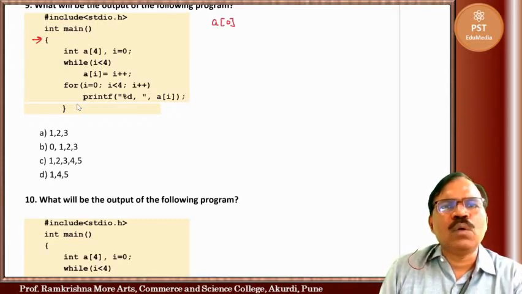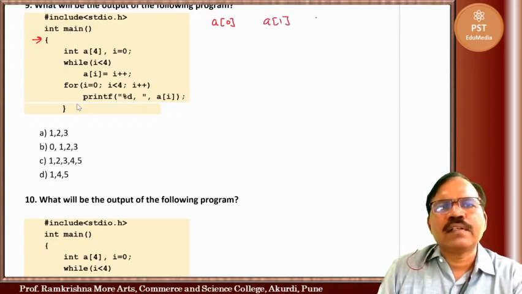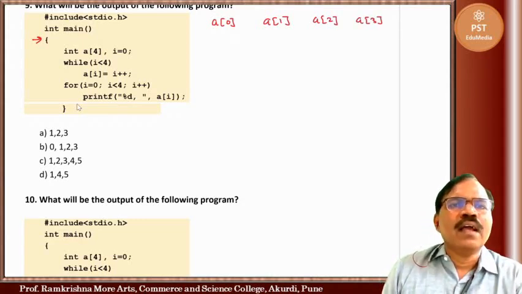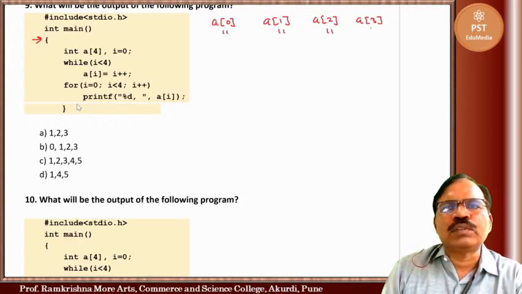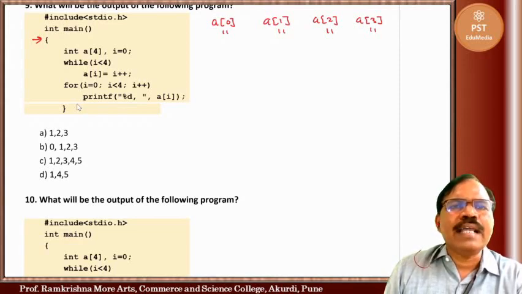So a0, a1, a2, a3. Okay. Values are not given yet. We have to give values. Then i equal to 0. i is equal to 0.